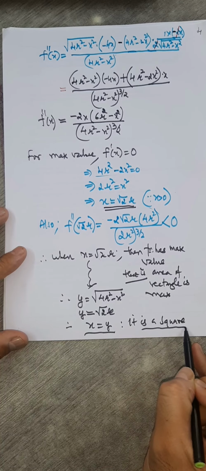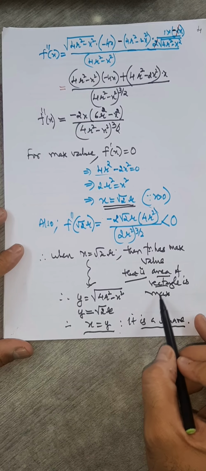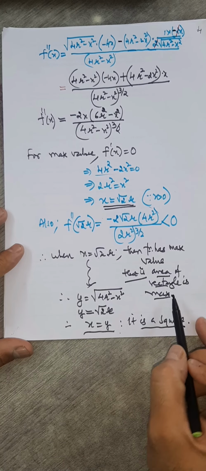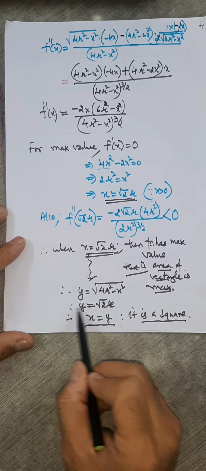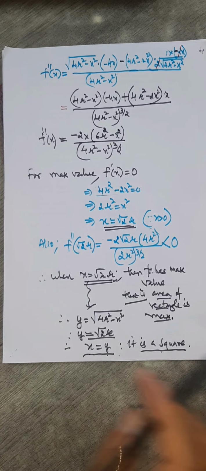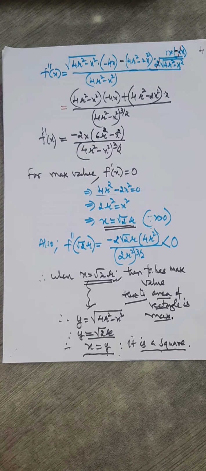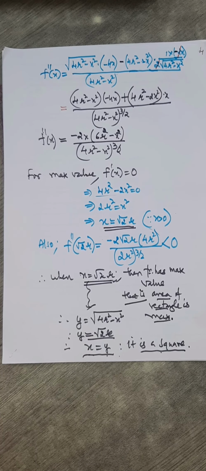In the beginning you had not assumed that x equals to y. But if area of the rectangle is maximum, then you have actually x equals to y, right? And therefore it is a square. Fine. When the rectangle becomes square, if length equals to breadth, that's what you have shown here using the concept that the area is maximum. Okay.